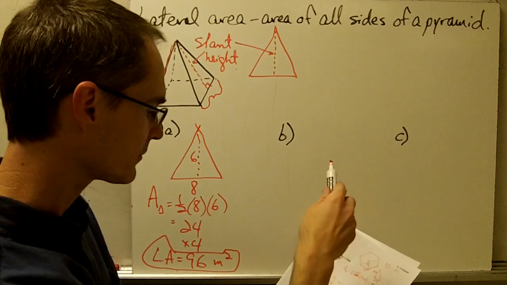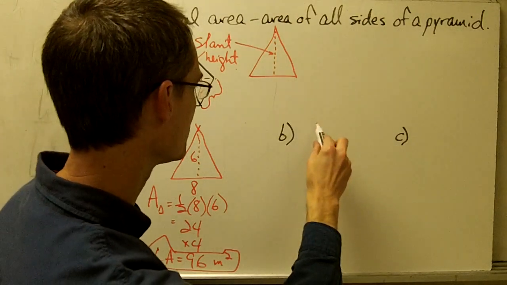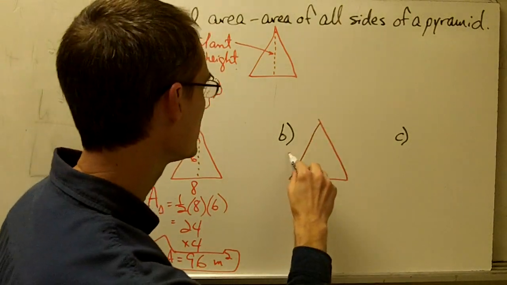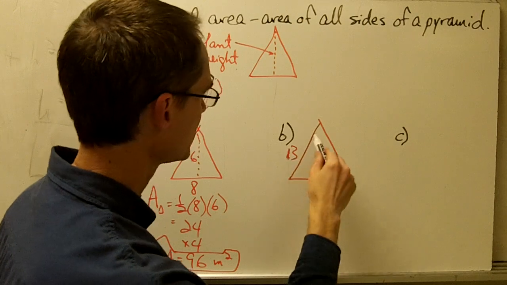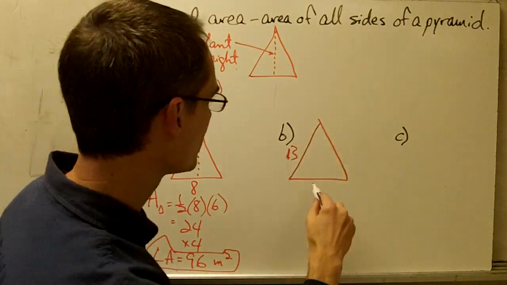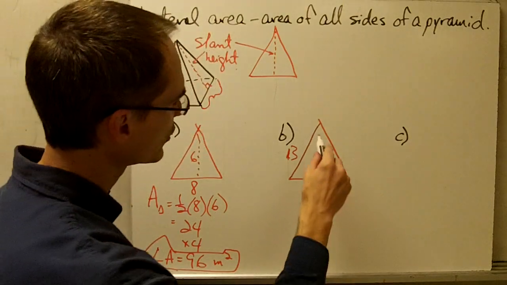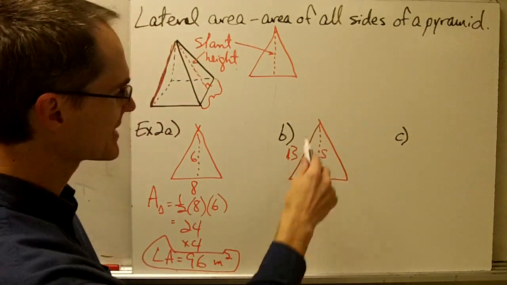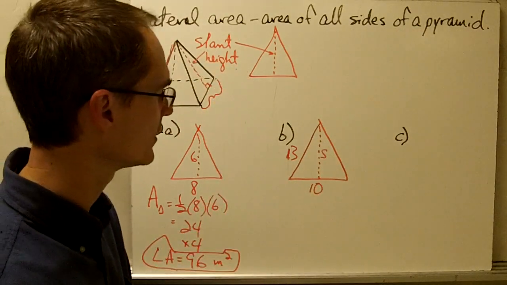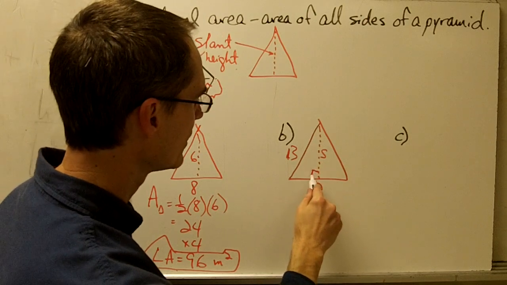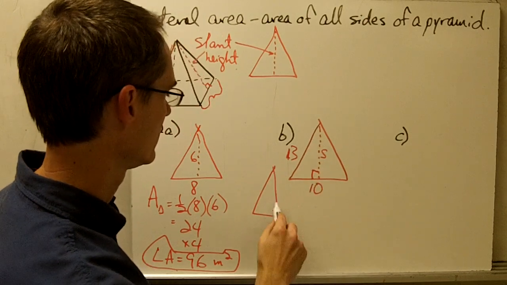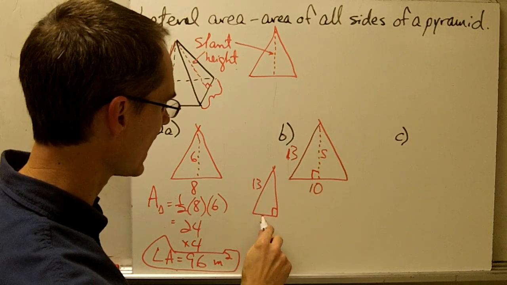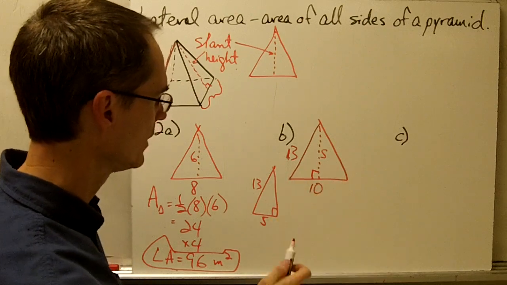In fact, since I know what the edge is, let me draw one of my side triangles here. I'm told that the edge is 13. That's this side right here. I also know that the base is 10. And I'm trying to find my slant height. Let me call this S for slant height. That's the height of my side triangle here. Well, notice that I've got a right triangle here. I know that the hypotenuse is 13. I know that this piece of it is 5 because it's half of this whole base. And I'm looking for S.